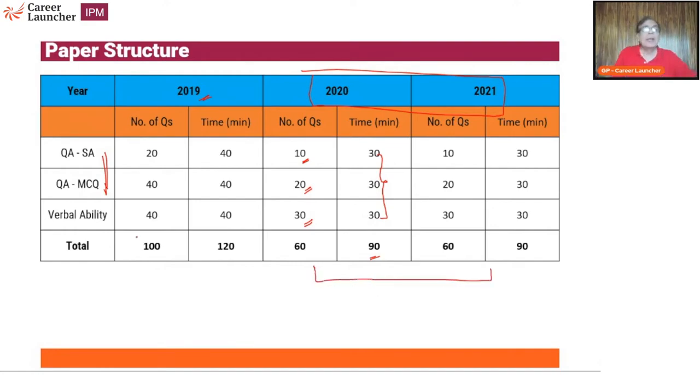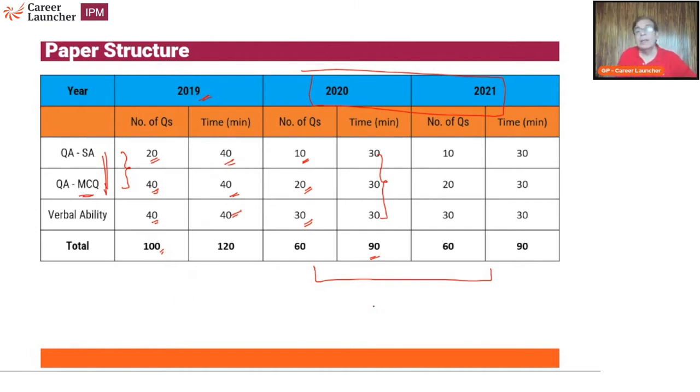What was the 2019 paper? 3 sections of 40 minutes each and 100 questions in all. Out of these 100 questions, 60 questions were mathematics or quantitative aptitude, out of which 20 questions were short answer, which means no choices were given to you, and 40 questions were what are called MCQ, which means choices are given. And in verbal ability, you had 40 questions. So 40 minutes into 3 sections; 20, 40, 40 is the breakup.